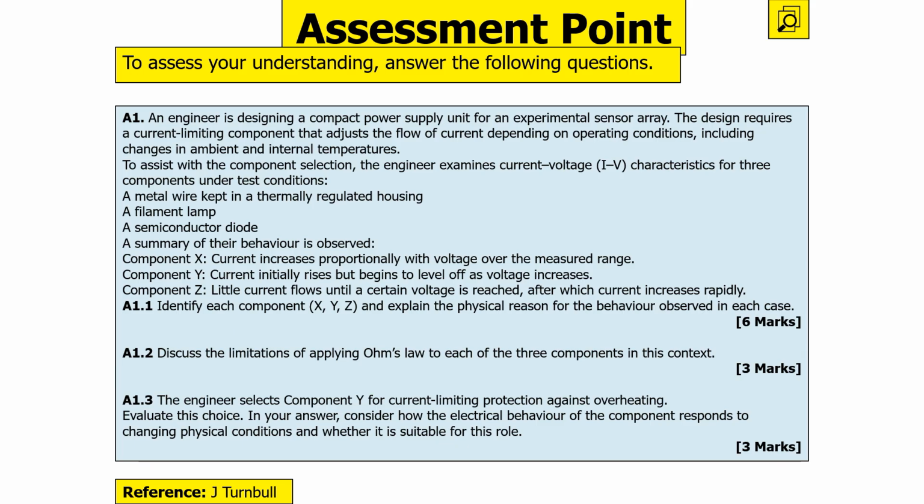Component X, the current increases proportionally with voltage over the measured range. Component Y, the current initially rises but begins to level off as the voltage increases. Component Z, little current flows until a certain voltage is reached, after which the current increases rapidly. So identify each component and explain the physical reason for the behavior observed in each case. Discuss the limitations of applying Ohm's law to each of the 3 components in this context.